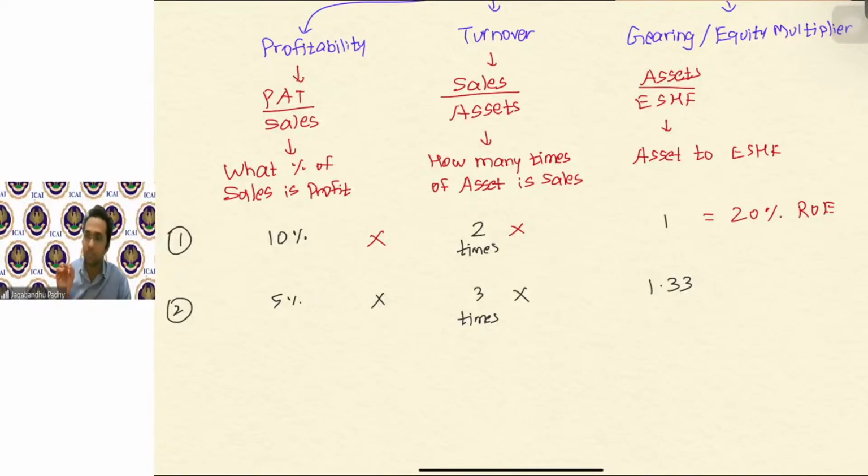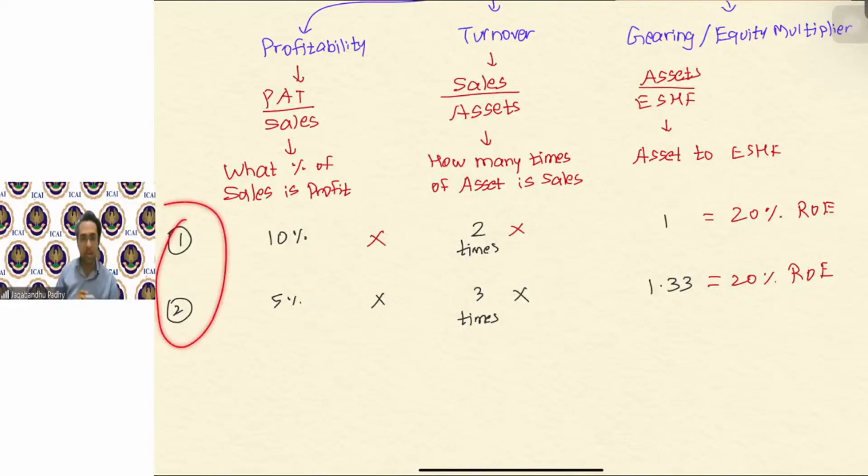It means for every 1 rupee of equity shareholders funds, you have 1.33 of assets, so 0.33 of your assets is funded by borrowings. If you multiply these three, again you get a 20% return on equity. So there are two companies providing the same 20% return on equity, but there are certain strong points and weak points here.